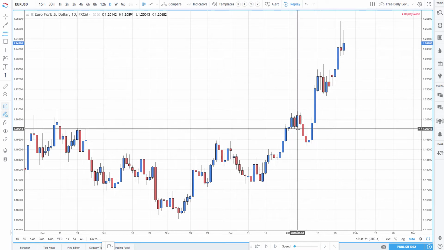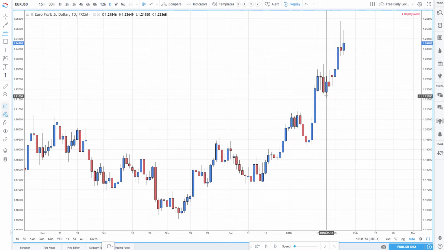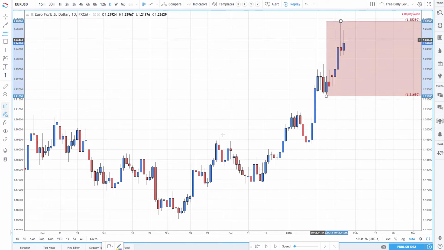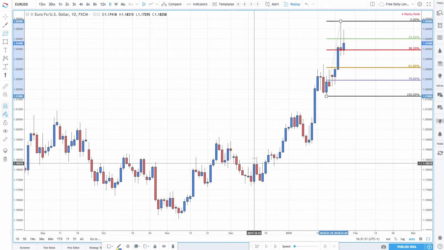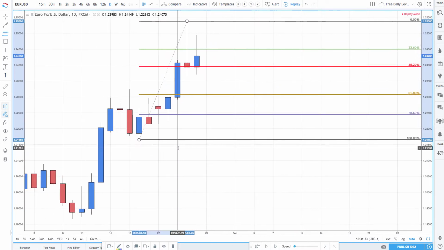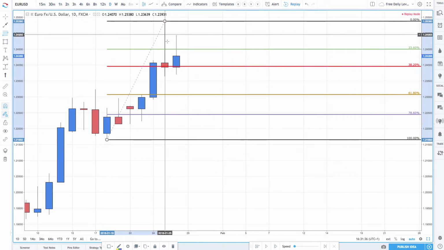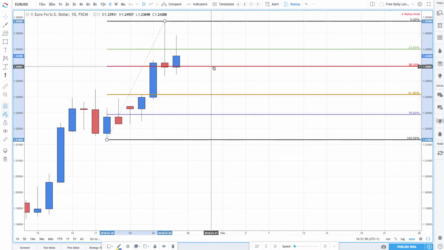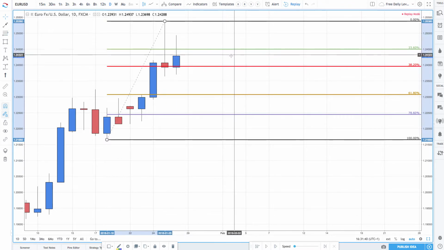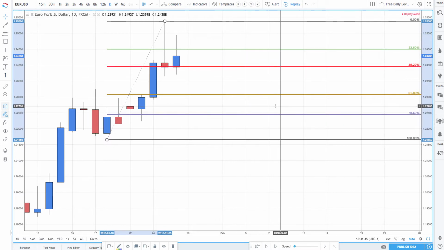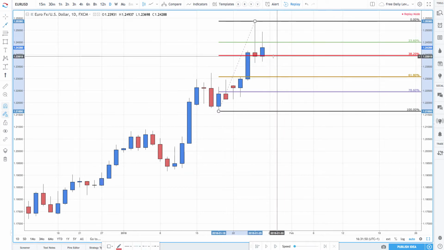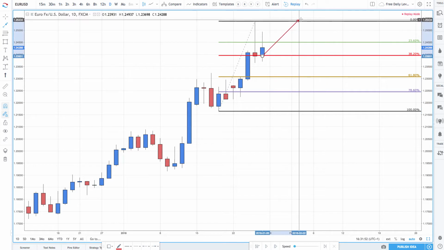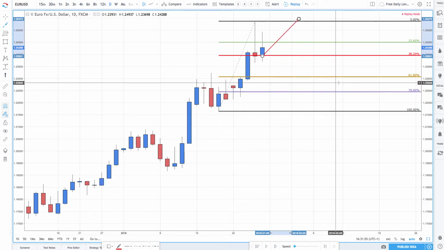So for example, if we're on the daily chart, the Euro Dollar, what you'd be looking for is a swing, and then a pullback of some description to a level, either 23.6, 38.2, 61.8, or 78.6. Those are the main Fibonacci levels that traders will be looking for a pullback to before attempting to get long.